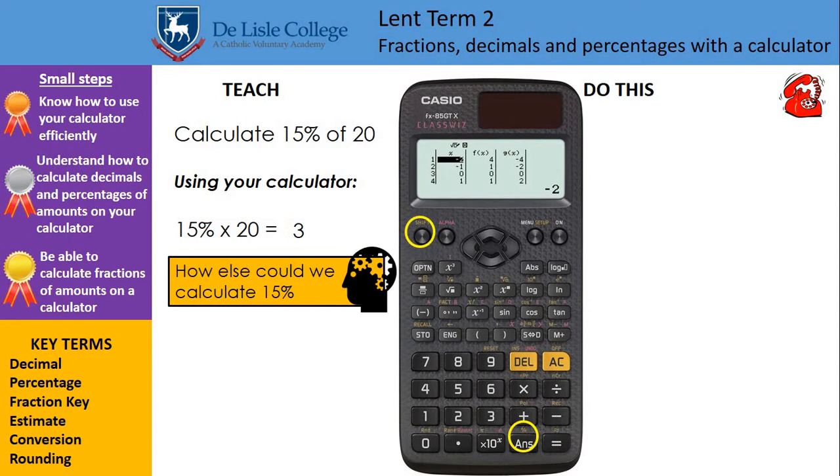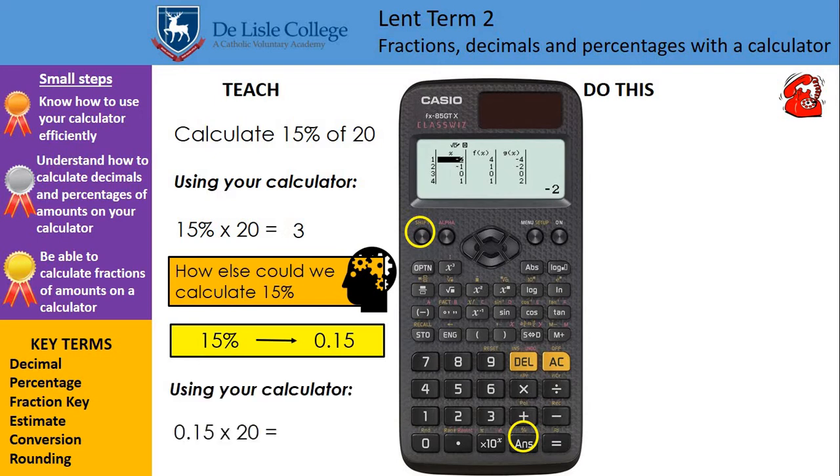Well, another way is to think about percentages as decimals. So we know that 15% could be written as a decimal as 0.15. So alternatively, we could, using our calculator, write 0.15 times by 20. That means exactly the same thing. And again, on your calculator, you should now have an answer of 3. If you haven't yet, try both of those calculations on your calculator. I'll pause the video while you do that.